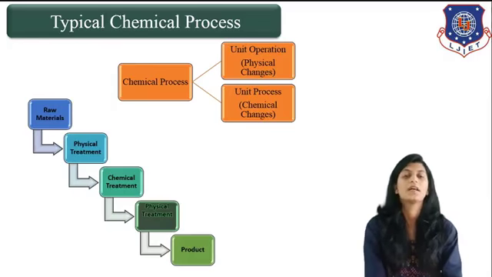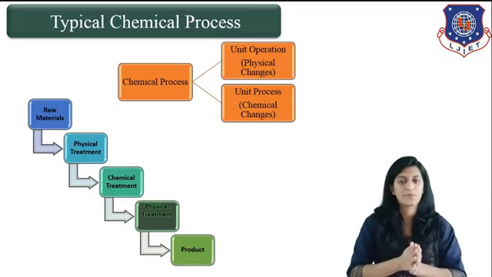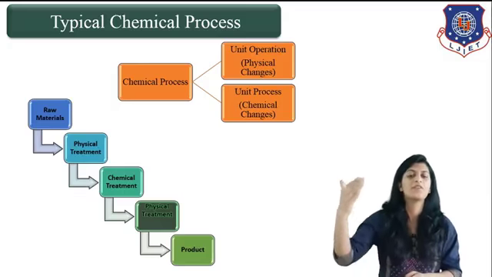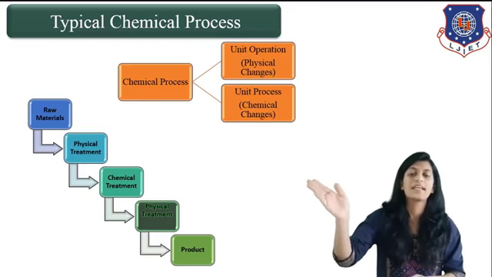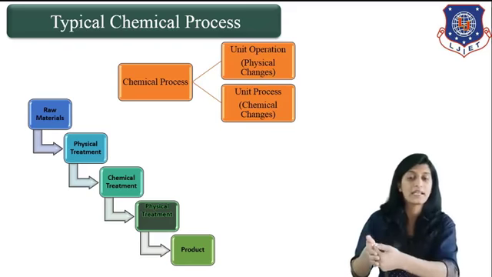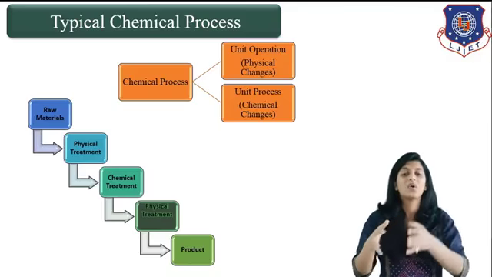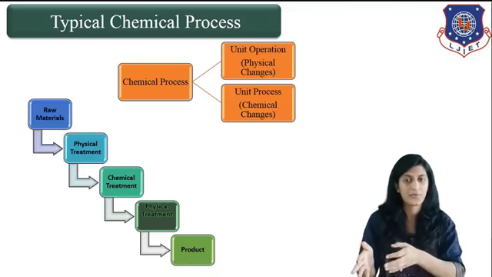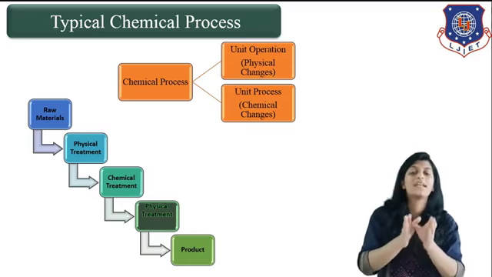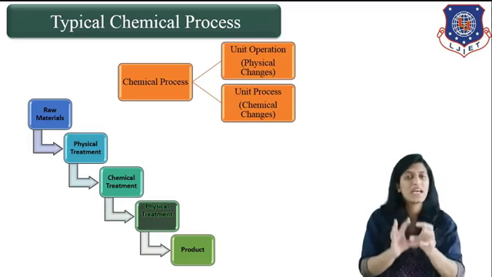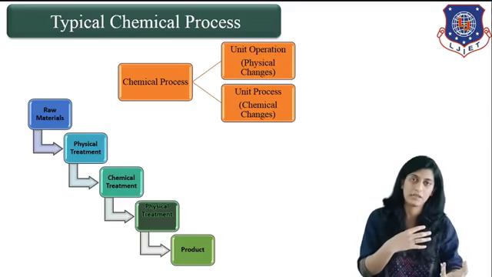Now, this is how a cycle of chemical process takes place. Starting from raw material, we provide them a physical treatment, right? After providing physical treatment to raw material, it is sent to chemical treatment where it is getting converted into some desired product, right? After getting chemical treatment, we again provide physical treatment so that we can get the desired size and shape of product, right?